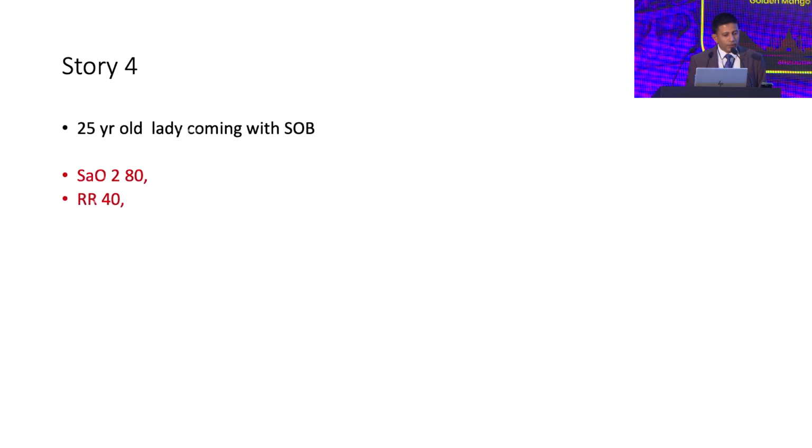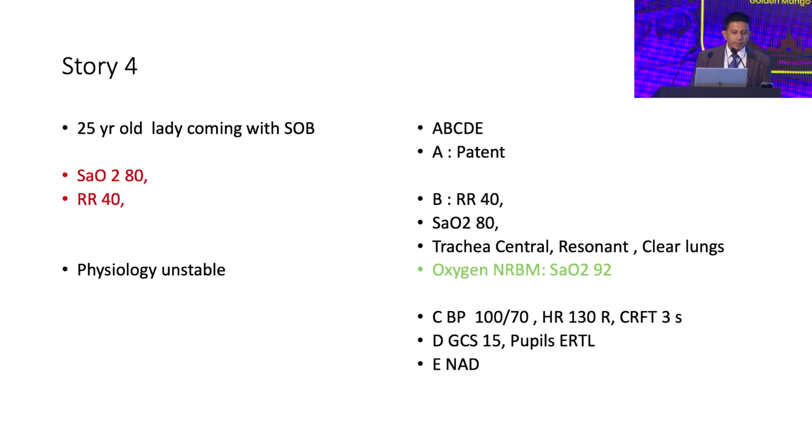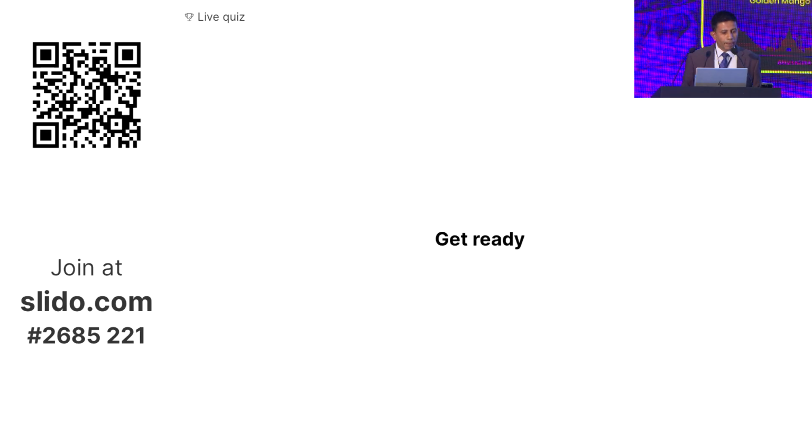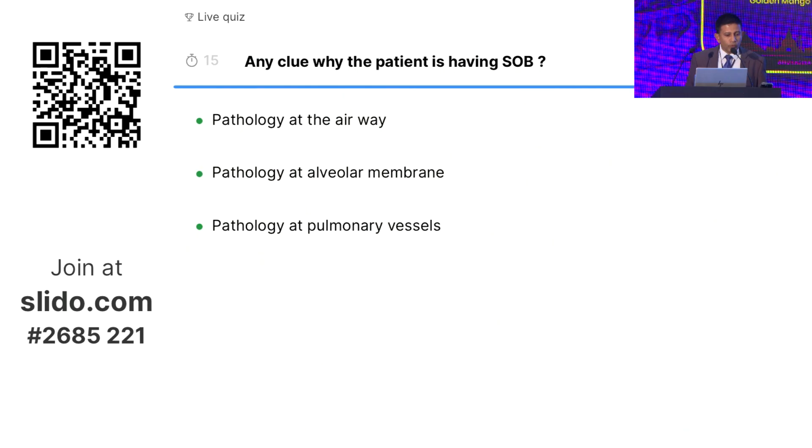Fourth story, 25-year-old lady coming with SOB. These are the numbers. Physiology unstable. So the ABCD done. Trachea central, resonant, clear lungs. Oxygen went up marginally, 92. Any clue why the patient is having SOB? Pathology at airway, alveolar membrane or pulmonary vessels?